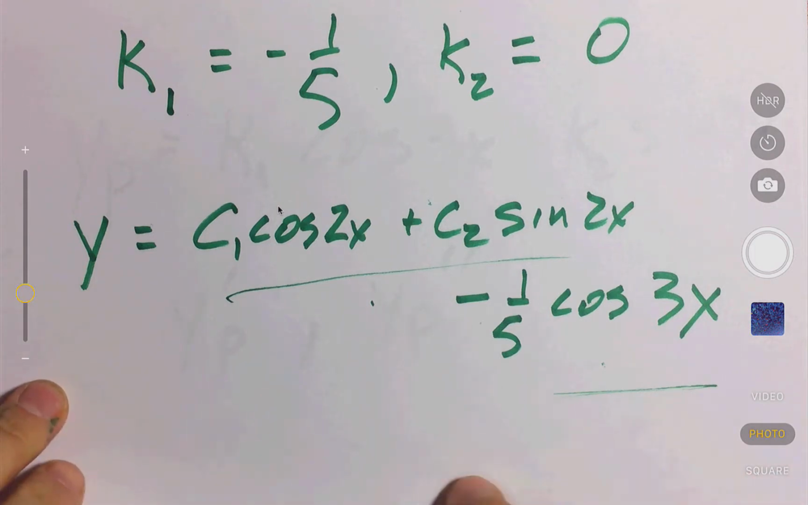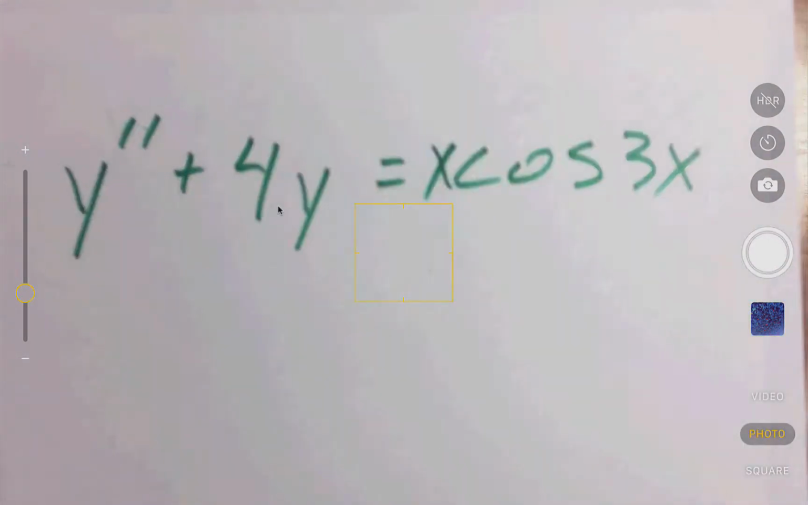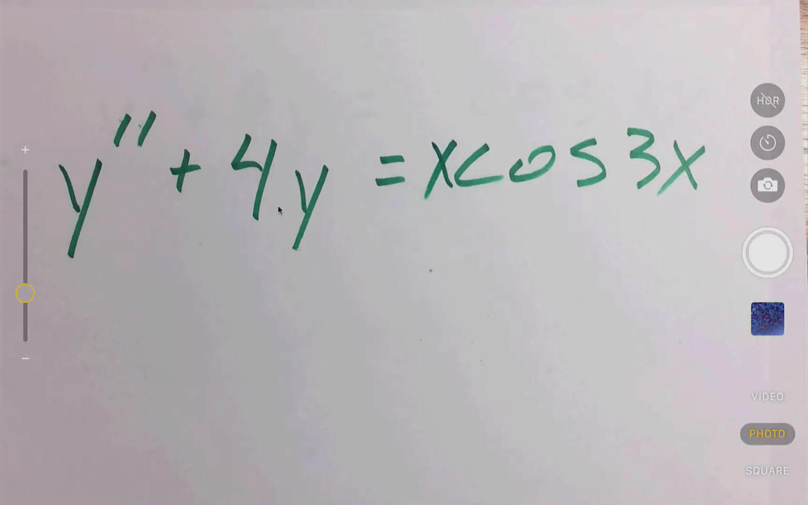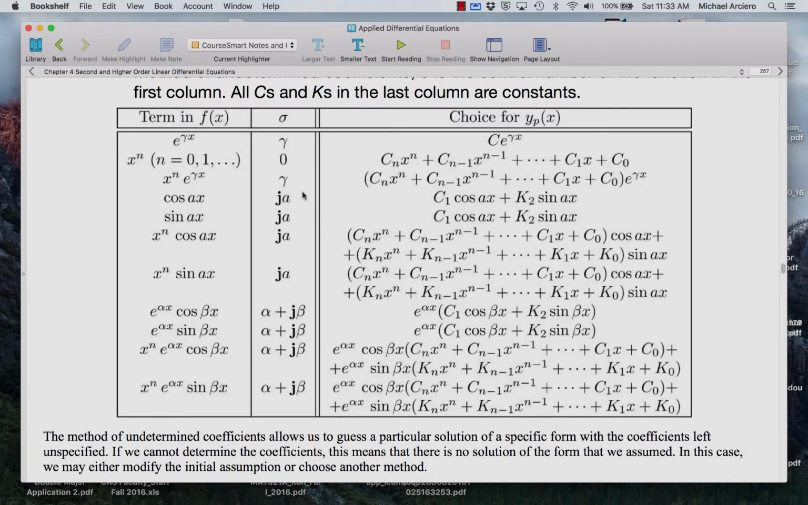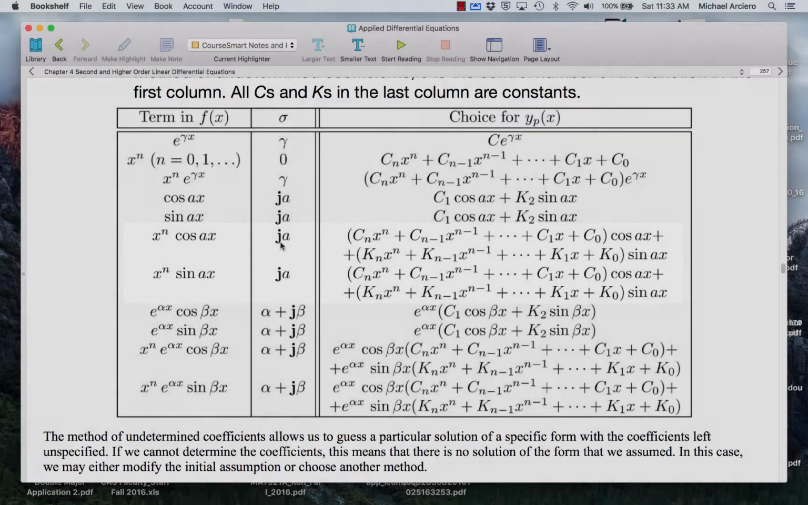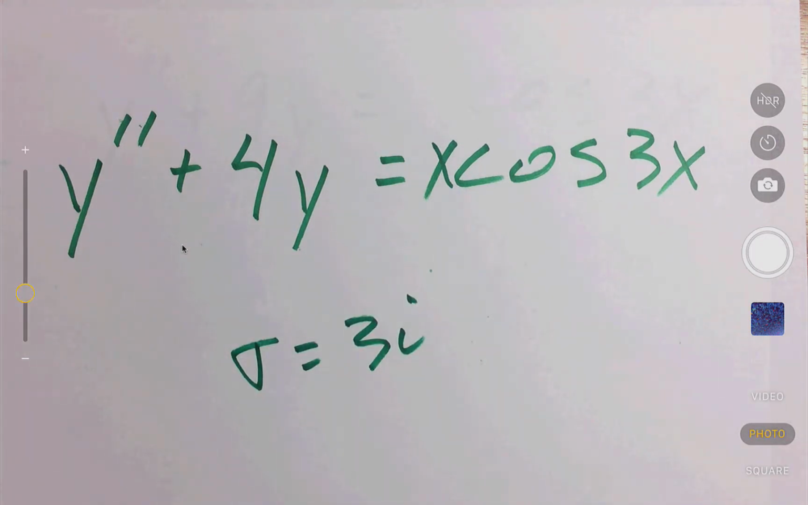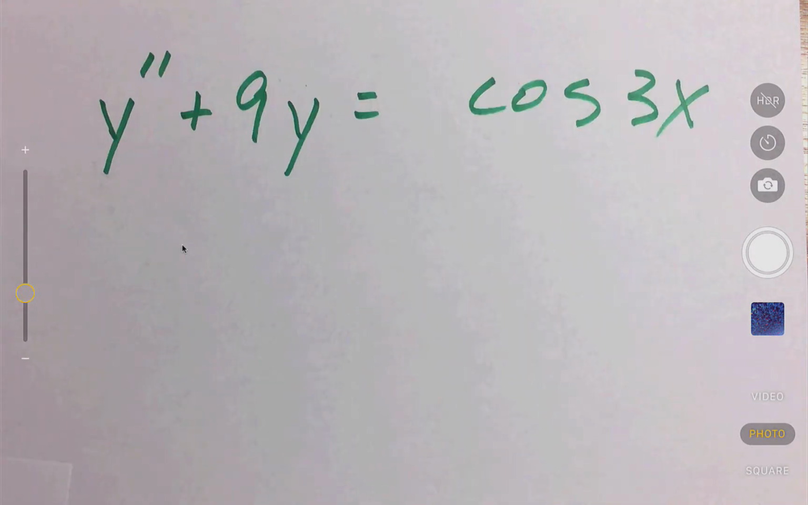Let's look at another example. Suppose we have an x times cosine 3x. Well, again, our homogeneous solution hasn't changed, nor has the control number. In Dobryshkin, the control number here does not depend on any factor of x multiplying the cosine. Okay? So here my control number is still going to be 3i. So we still have sigma equal 3i, which is not a root of the characteristic equation. So we look for a particular solution of the following form.